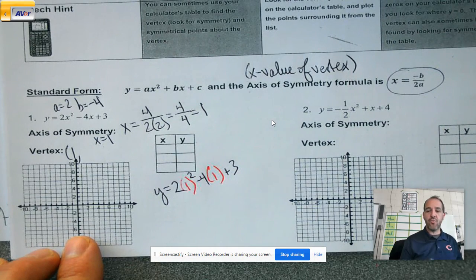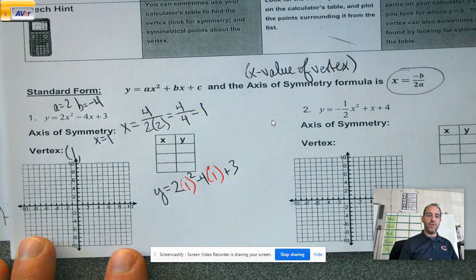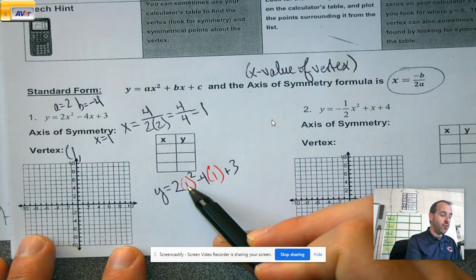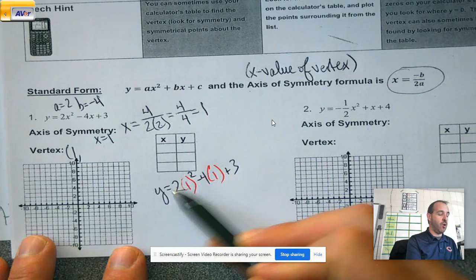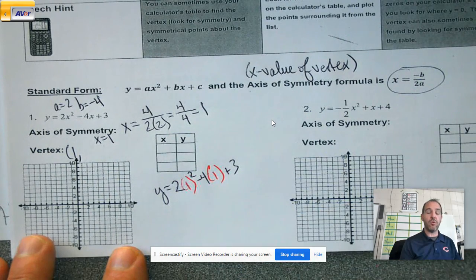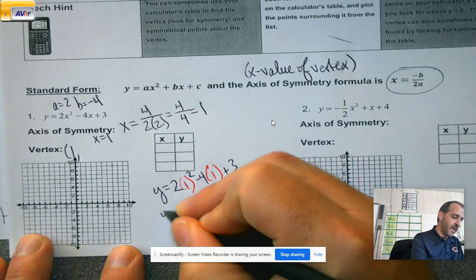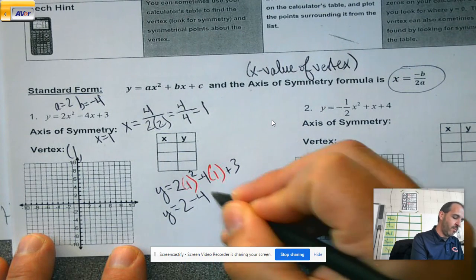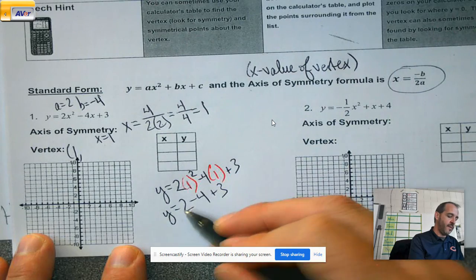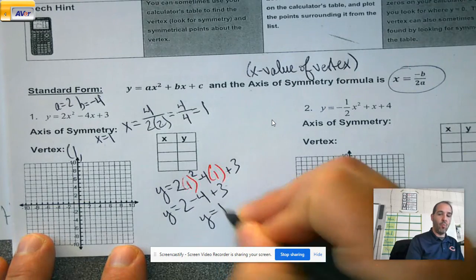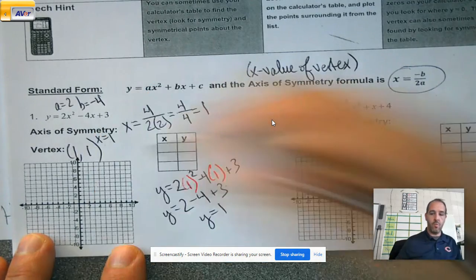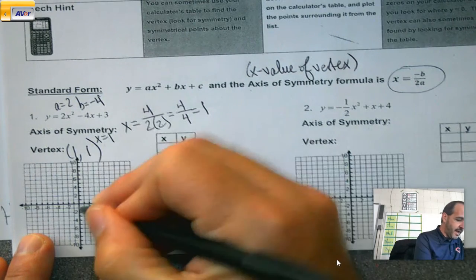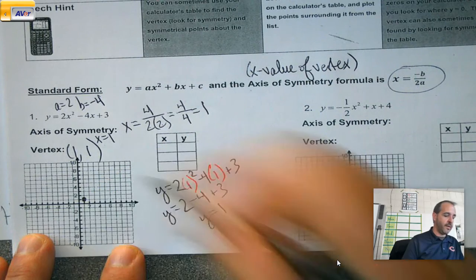Now, you can put this directly into your calculator. You can try to do it yourself. If you do it yourself, be careful. You do 1 squared, then multiply. Don't multiply and then square. We still got to follow order of operations. So here, that would be 1 squared is 1 times 2 is 2, minus 4 plus 3. 5 minus 4 is 1. So the vertex is 1, 1. So I've got my vertex. I can plot that point.